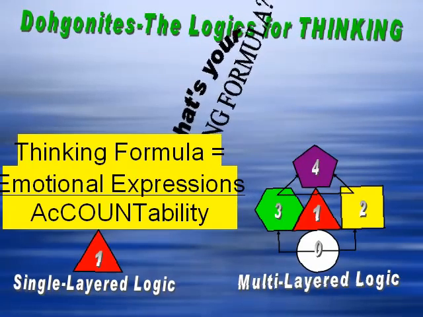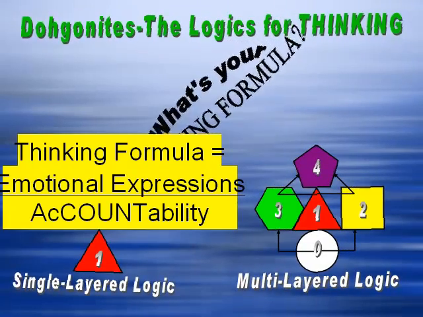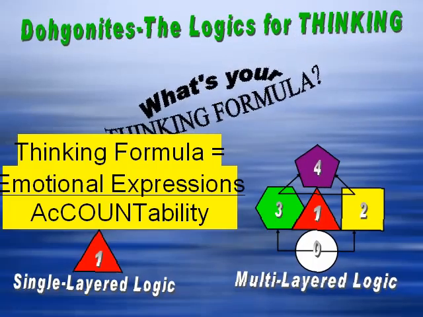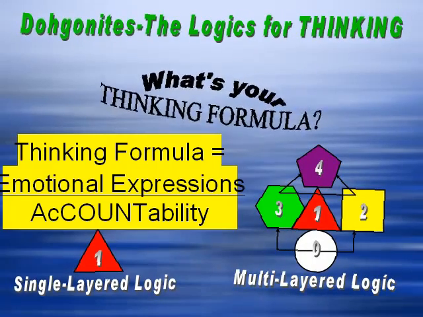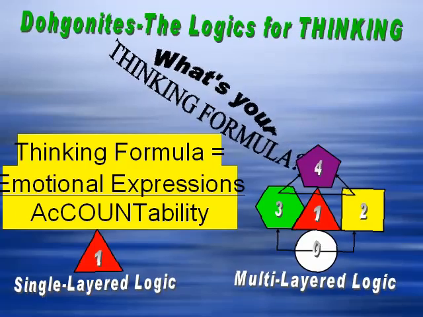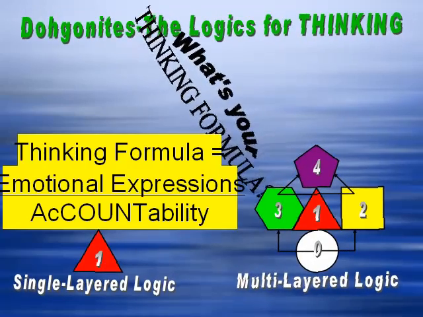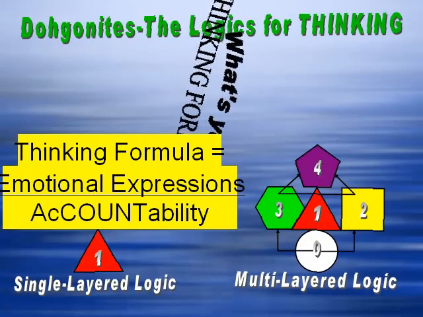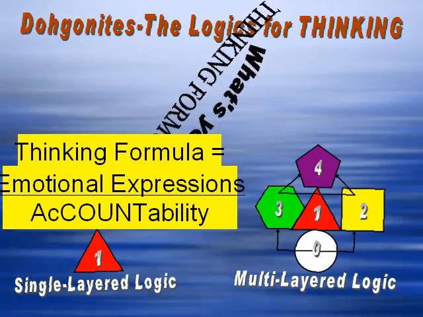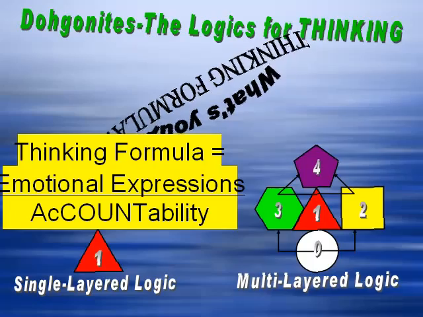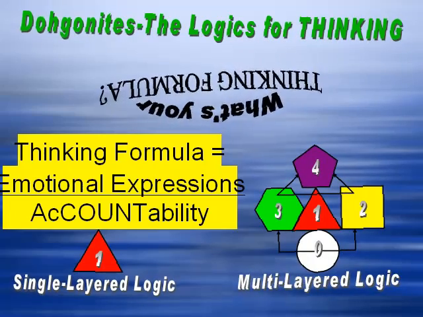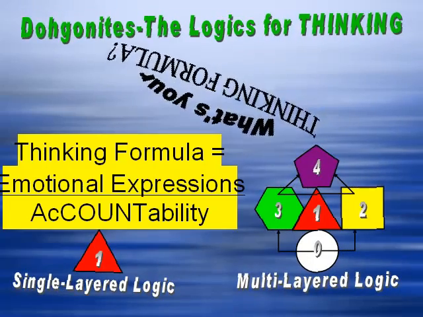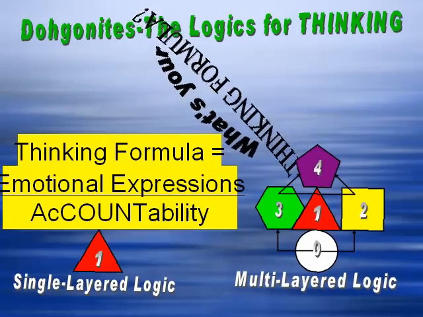That's your thinking formula based on the Dogonites puzzle game. Okay, so your thinking formula based on the Dogonites puzzle game is thinking equals emotional expressions divided by accountability. We have a special lecture on that formula as well. So where will this formula be stored? Now you have the formula. Where are you going to store it?